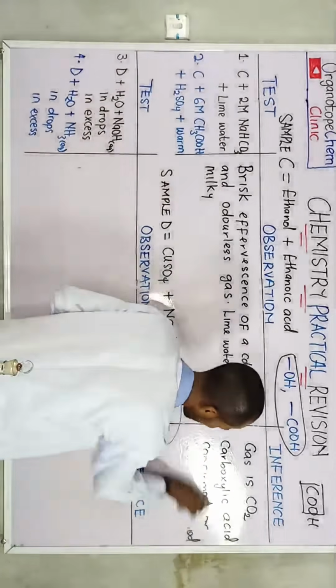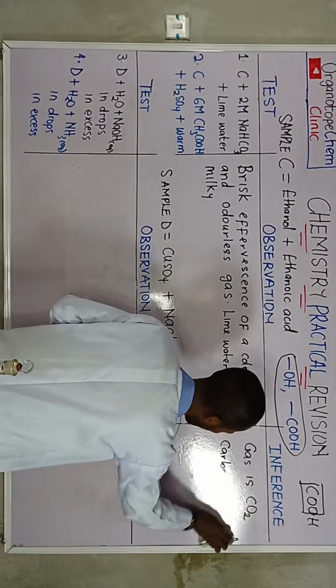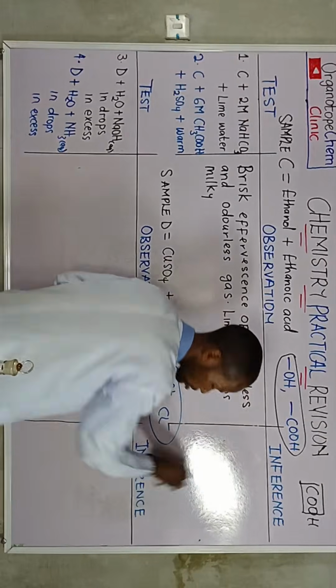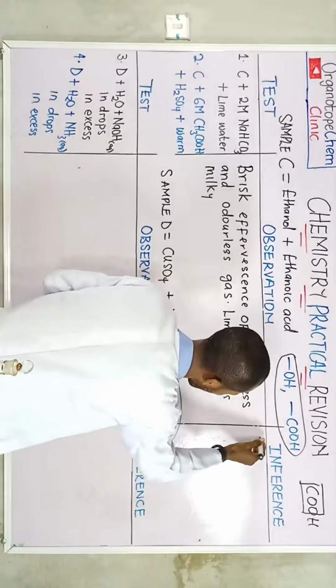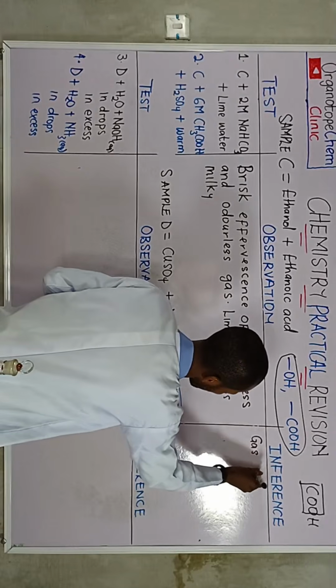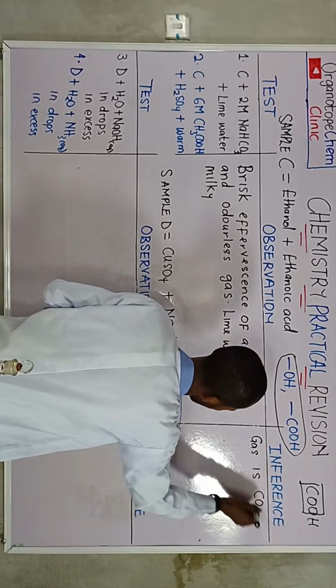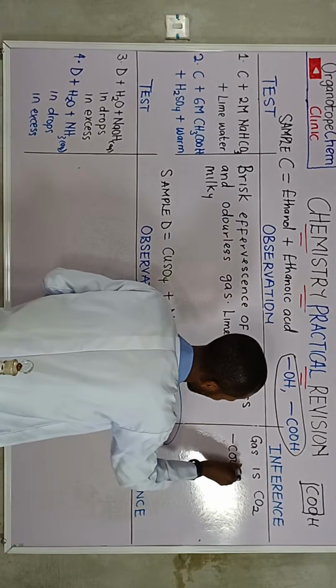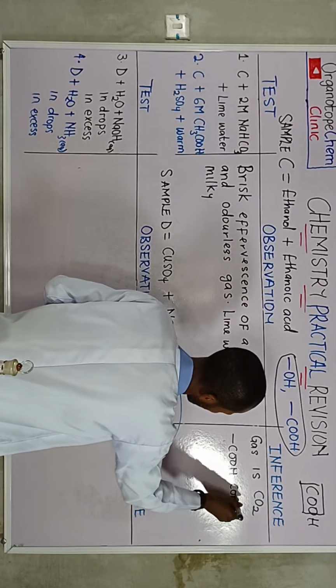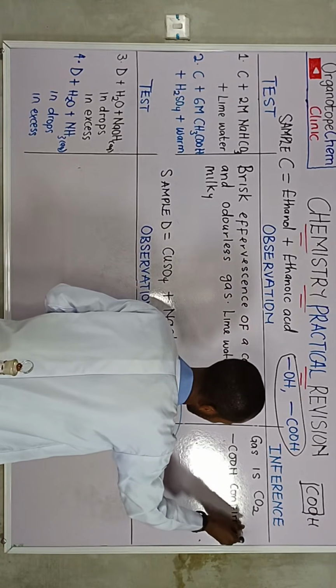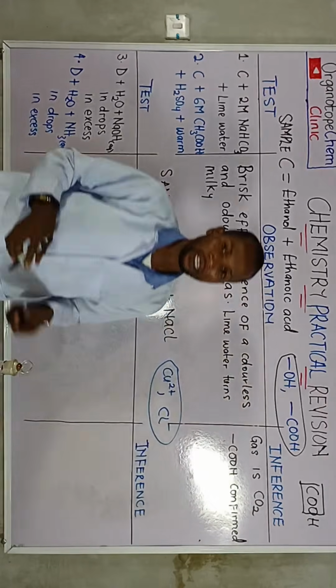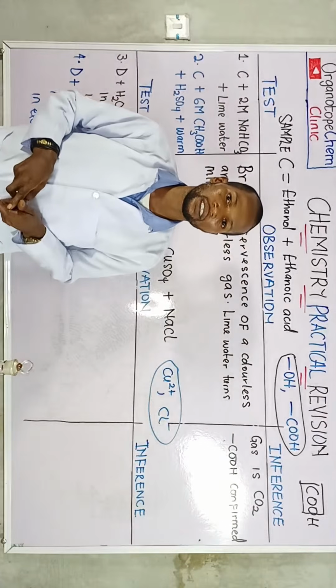Okay, so I think I need to rewrite this so that it will not exceed the space we have. Okay, we have gas is CO2, COOH confirmed, or carboxylic acid confirmed. Makes sense? Can we proceed to the next test?